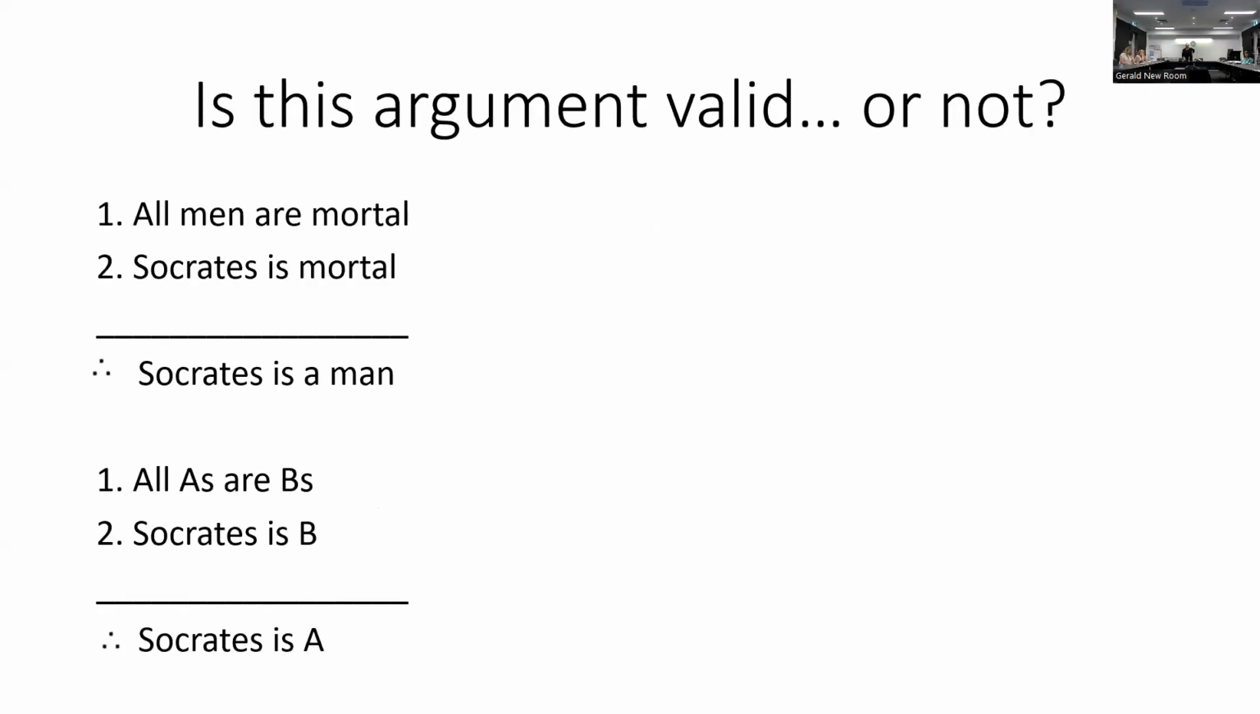Now look at this one. All men are mortal, Socrates is mortal, therefore Socrates is a man. Valid, invalid? Invalid. Socrates, what do we have? All A's are B's. Socrates is B. So it needs to be: all men are mortal, Socrates is a man, therefore Socrates is mortal. It has to be all A's are B's, Socrates is A, and if he's a member of the A category, because all A's are B's, he must be a member of the B category.